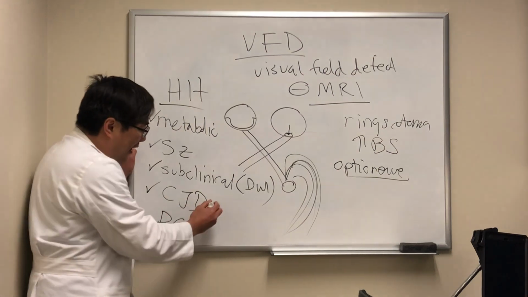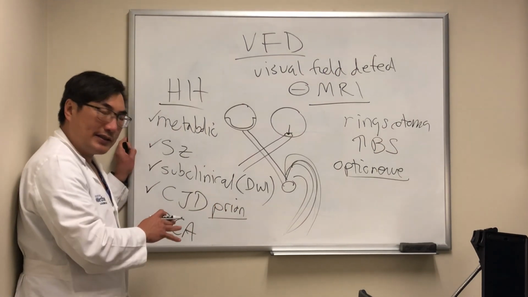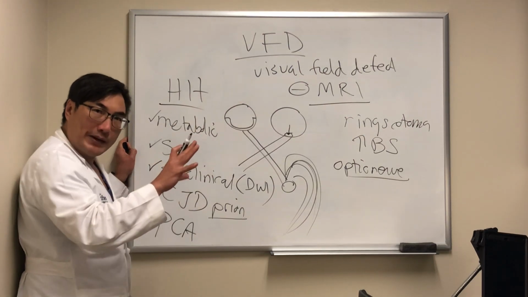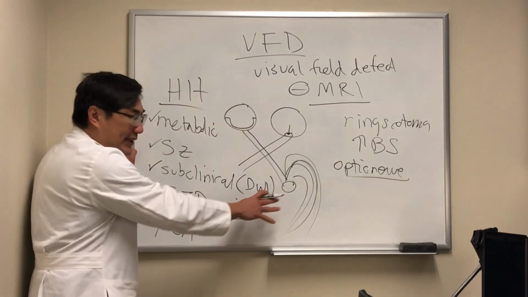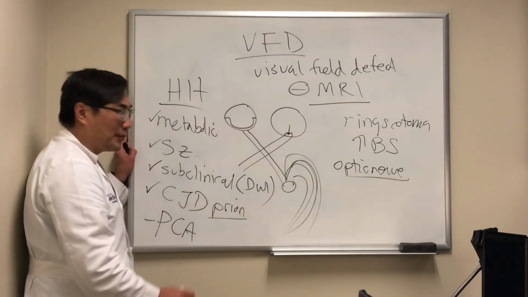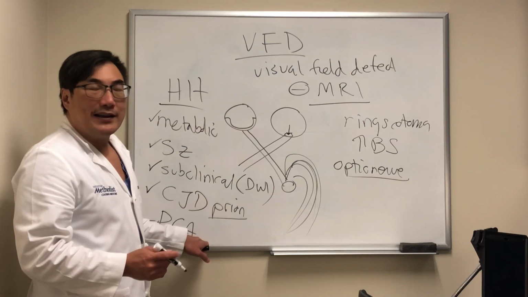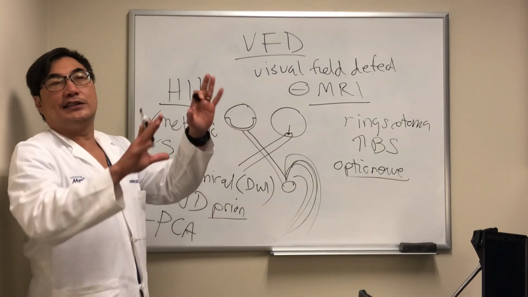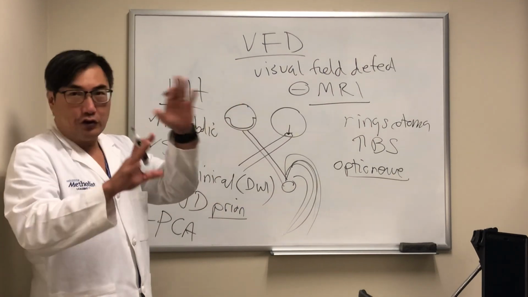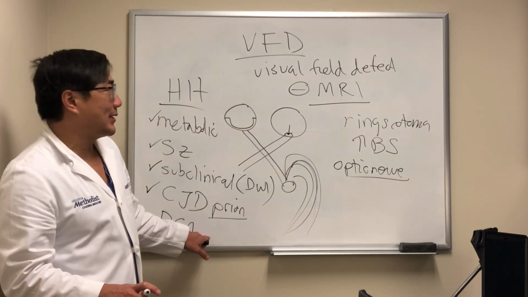CJD, the prion disease, that's the Heidenhain variant of CJD, might show later the cortical ribboning on the DWI, but in the initial phases of the disease, the MR might show nothing. And of course, posterior cortical atrophy shows the atrophy, but it sometimes is disguised by global or more diffuse cerebral atrophy, and so a PET scan might be necessary to show the hypometabolism.